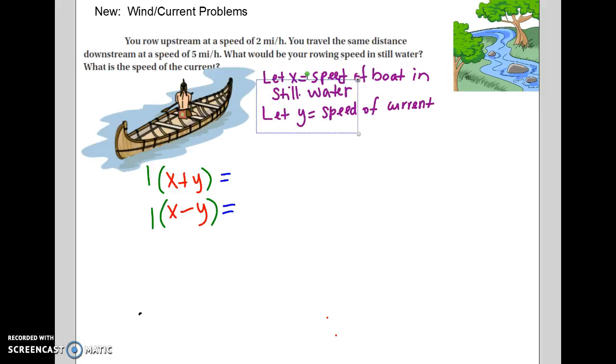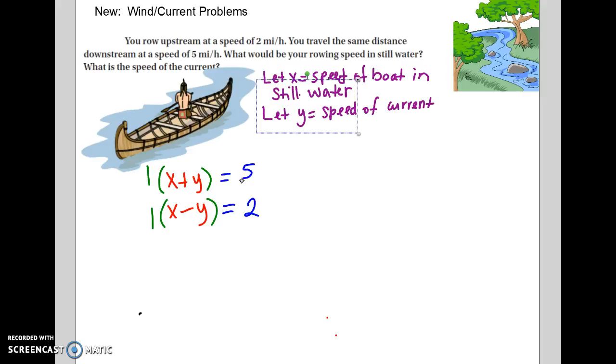So you're doing more distance when you go downstream per hour, and you're doing less distance when you go upstream per hour. So when you go upstream, which means you're going against the stream, so it's the minus sign, you're only traveling 2 miles per hour. But when you go downstream with the current, then that's going to be the plus sign. You're covering more distance, which is your 5 miles.